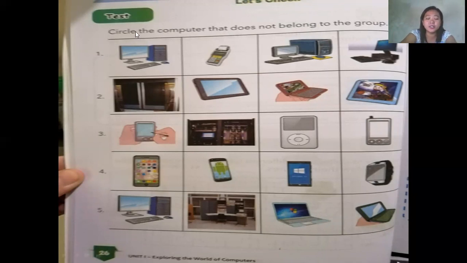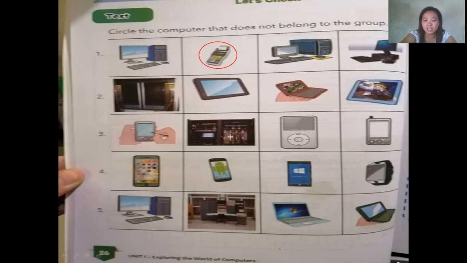Now it says here you're going to circle the computer that does not belong to the group. For example, look at picture one, picture two, picture three, and picture four. This one is a desktop, desktop, desktop, and this one is a PDA. So which one does not belong to the group? Of course, this one. So you are going to circle this. Next, number two: the big one, the handheld phone, small. Which one is different from these four? Please circle. And now let's do number three.